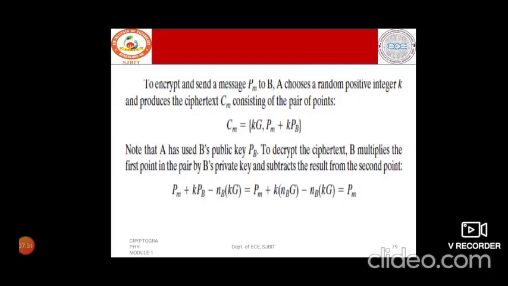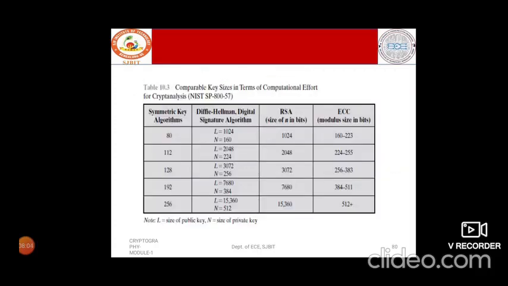A has masked the message PM by adding kPB to it, so nobody but A knows the value of k. So even though PB is a public key, nobody can remove the mask kPB. A also includes a clue which is enough to remove the mask if one knows the private key nB. So for an attacker to recover the message, the attacker would have to compute k given G and kG. This is assumed to be hard. Here we have a table that shows comparable key sizes in terms of computational effort for cryptanalysis.